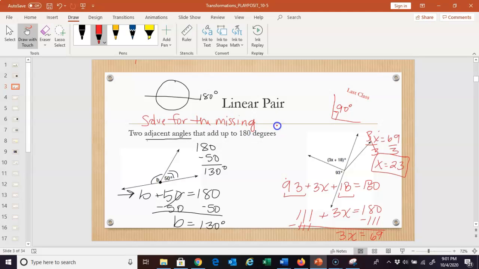So they just wanted to solve for the missing variable. Sometimes they'll want you to get the angle measure. So here we got the angle measure easily, right? 130. Over here, we just got x. So if we wanted to get this angle measure, we would plug in 23 for x, and that would give us that angle measure. So just make sure you're reading the instructions so you know exactly what they want you to give them.